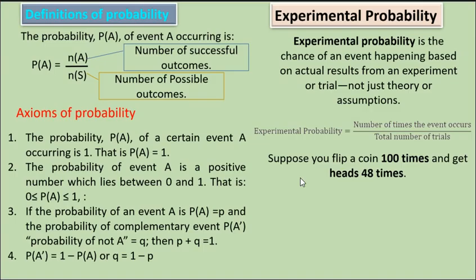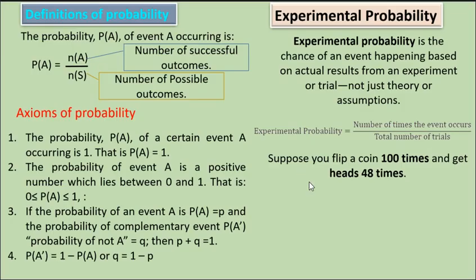Suppose you flip a coin 100 times, and out of that 100 flips, you got 48 heads. That is the result of the experiment. The number of heads in this experiment is 48. Therefore, the number of tails is 52.